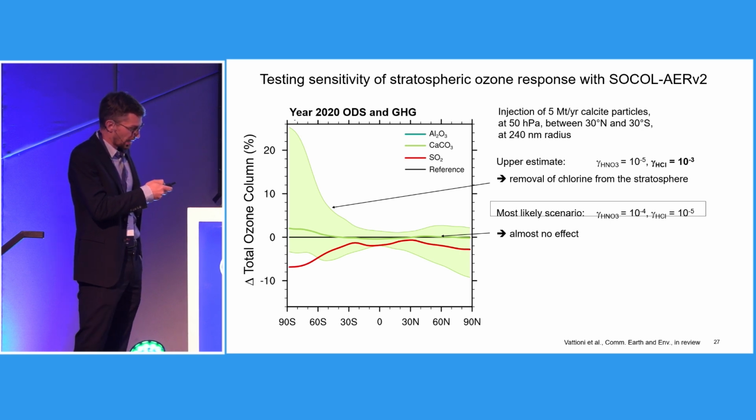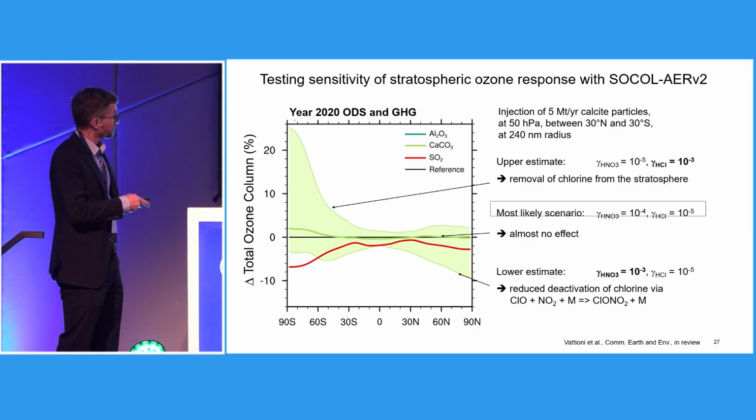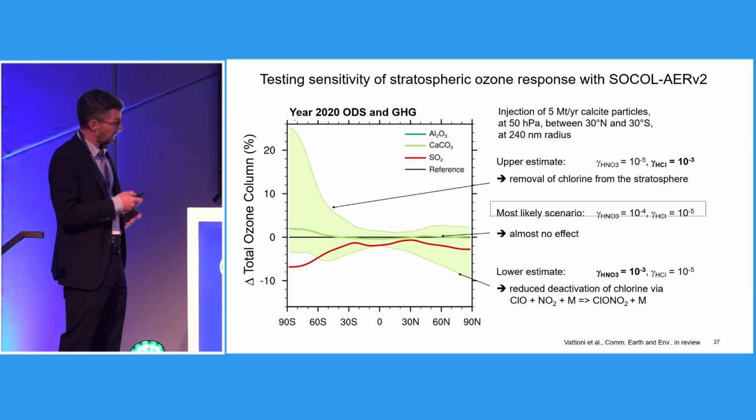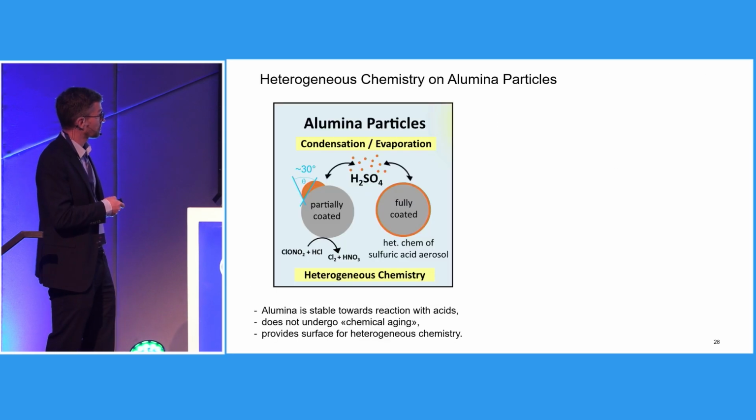However, if you apply that 10 to the minus 3 uptake coefficient to HNO3, you really decrease the deactivation of chlorine, and you get ozone depletion of up to 10%. So the most likely scenario here is around 0. These effects would likely cancel each other out. But yes, there's considerable uncertainty beyond this, but the most likely scenario points rather to not a big impact.